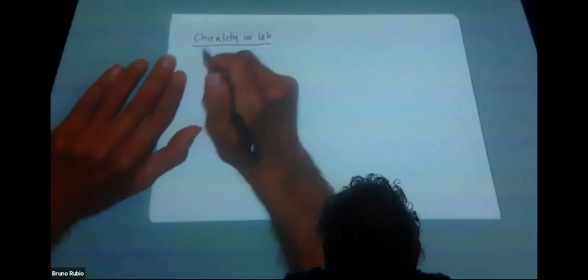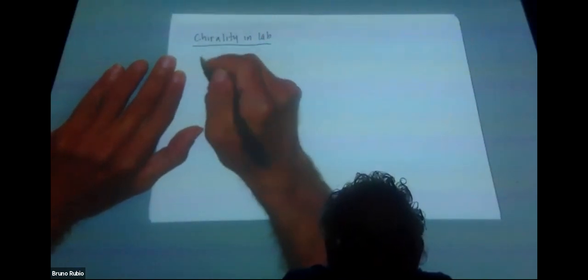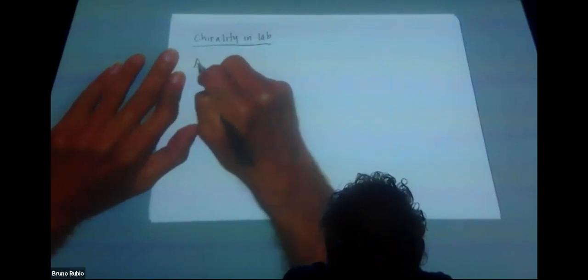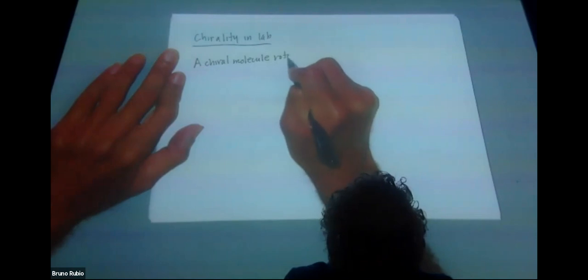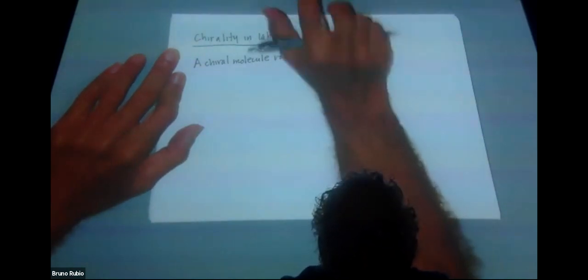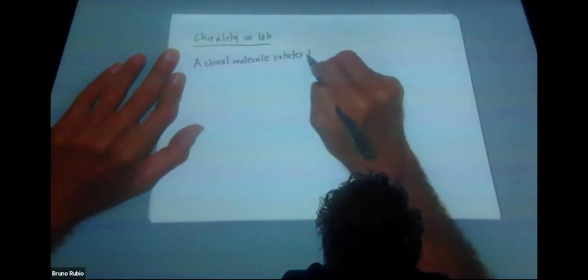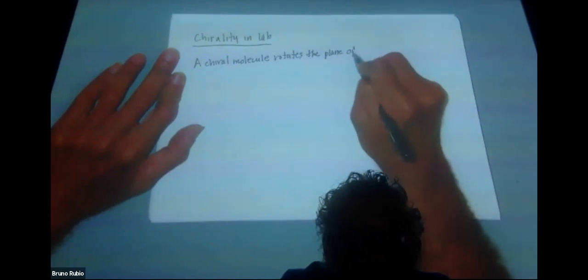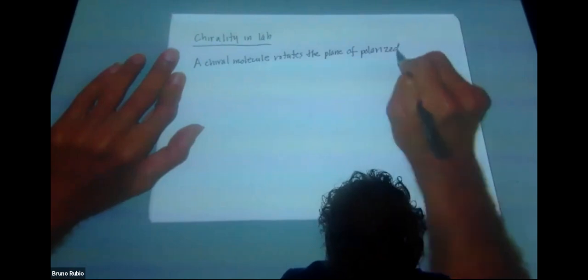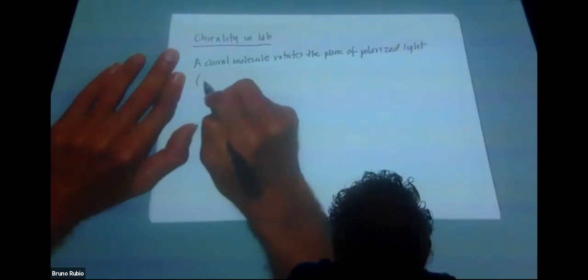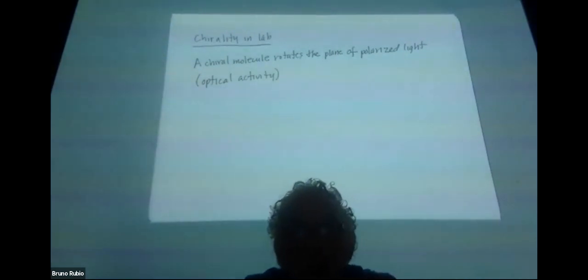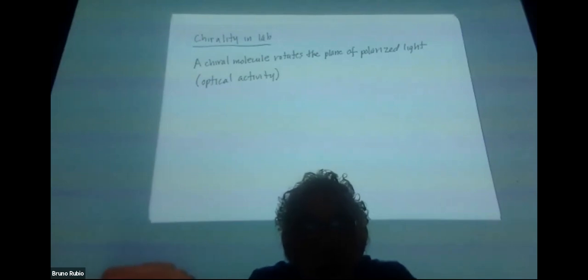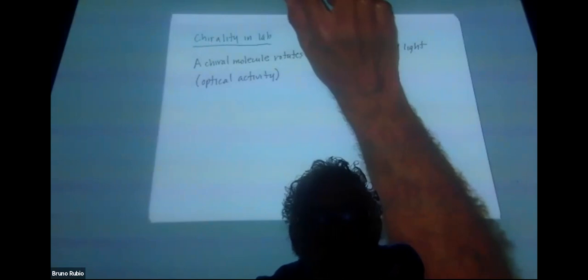And the main tool here is the fact that a chiral molecule rotates the plane of polarized light. And this phenomenon is called optical activity. And a sample that rotates the plane of polarized light is said to be optically active. Okay, so let's look at the experimental setup.